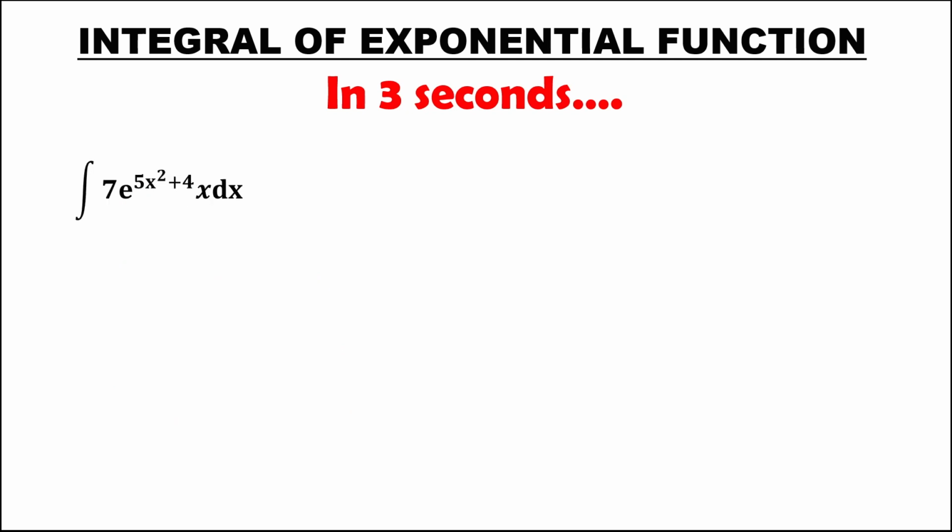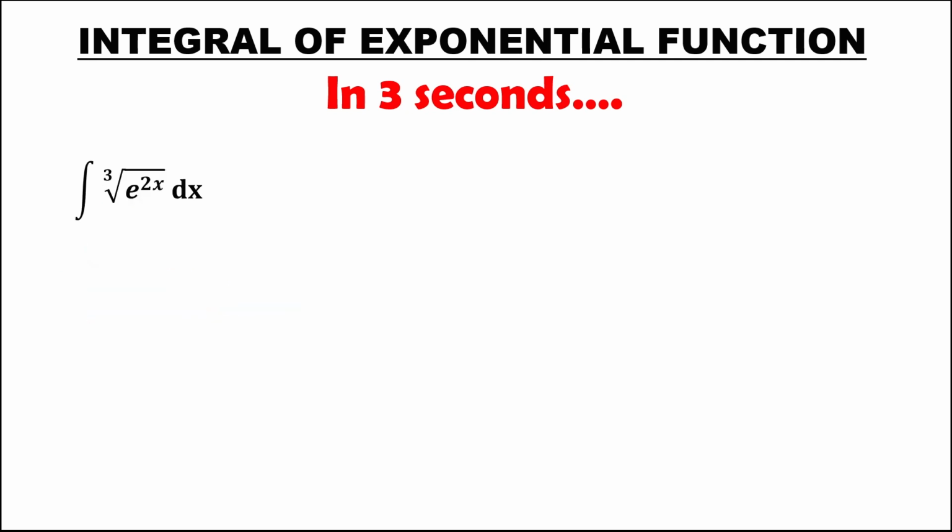Then for this given, again, put this constant outside, so this is 7 over the derivative of 5x squared, which is 10x, then copy the given, e to the power 5x squared plus 4, then plus c.